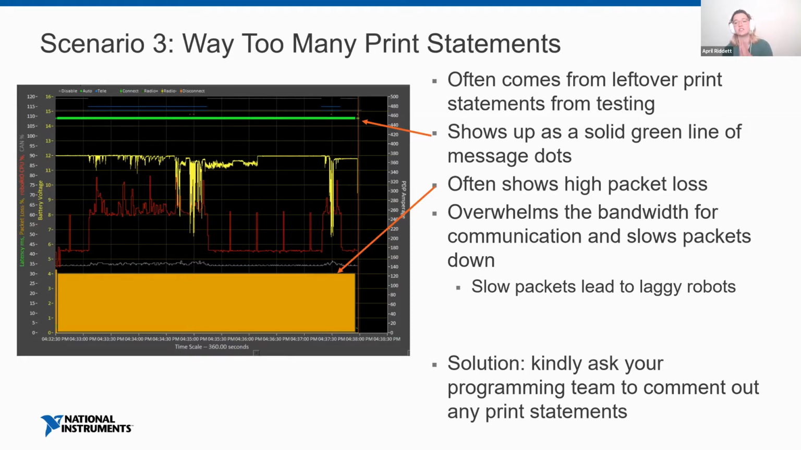The solution here is to kindly ask your programming team to comment out any print statements that they were using for troubleshooting when you go to a match. They don't have to be removed, just commented out. This will enable you to drive your robot in a responsive manner, and then they can turn them back on if they need to do any further debugging.